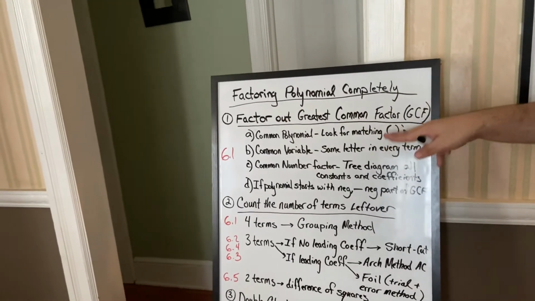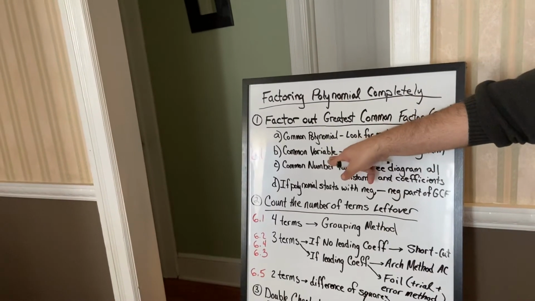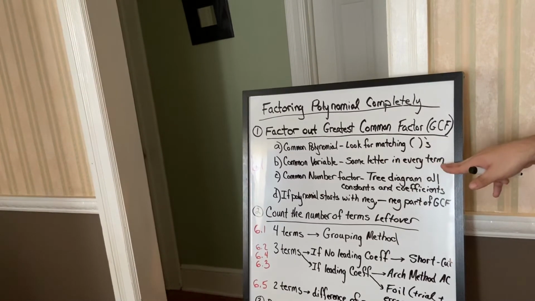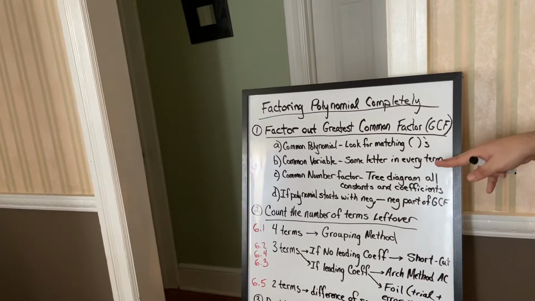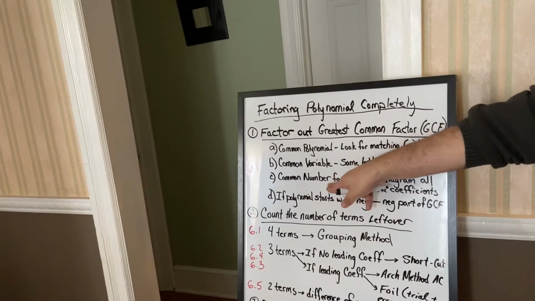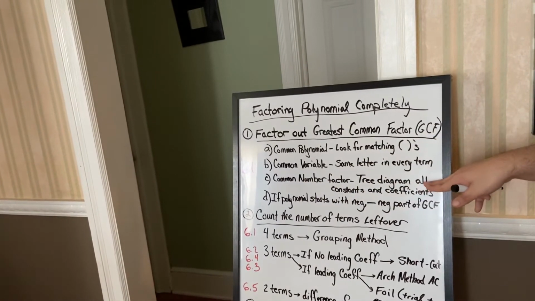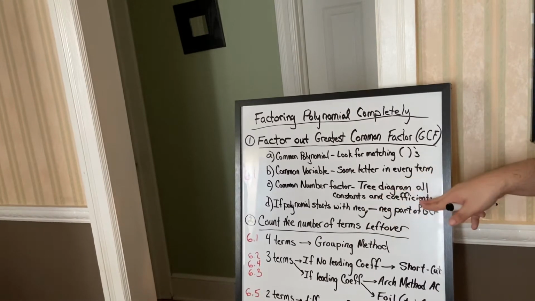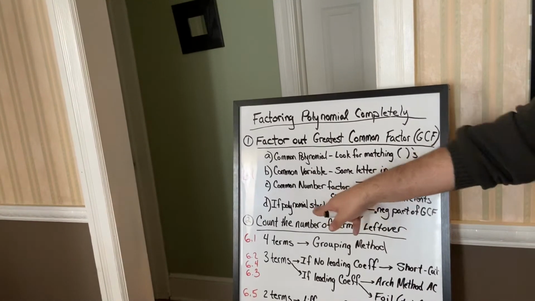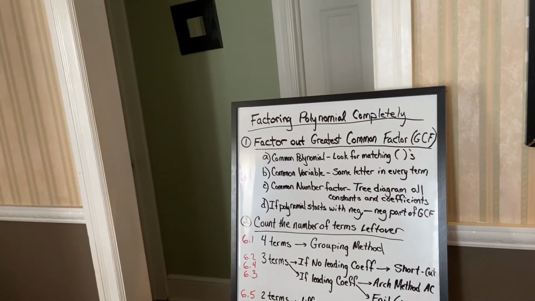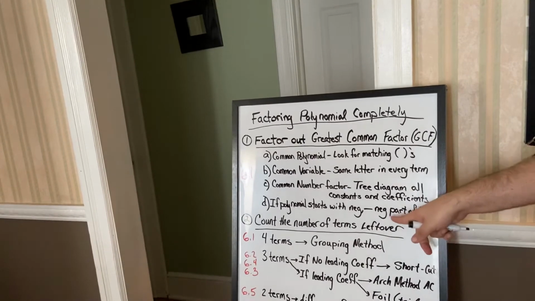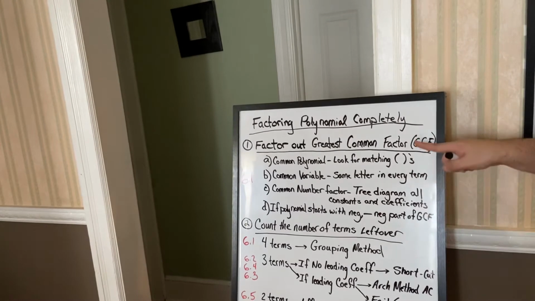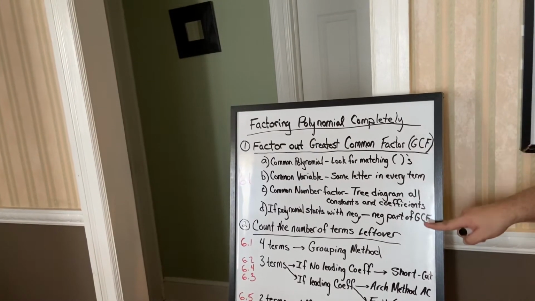The second type of GCF is when you have a common variable. That means every single term has the same letter, then you know you have a GCF for a variable. For a common number factor, we have to do tree diagrams, and we're going to tree diagram any constants or coefficients. And then the fourth type is if your polynomial starts with a negative, then that negative must be part of the GCF. So these are the 4 pieces that we have to worry about with a GCF.